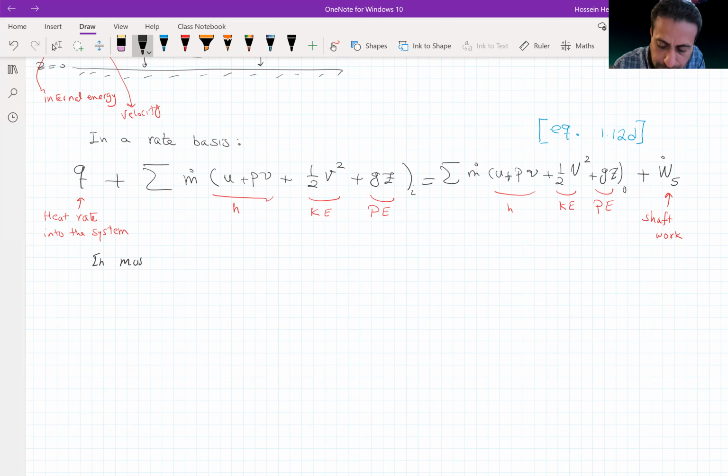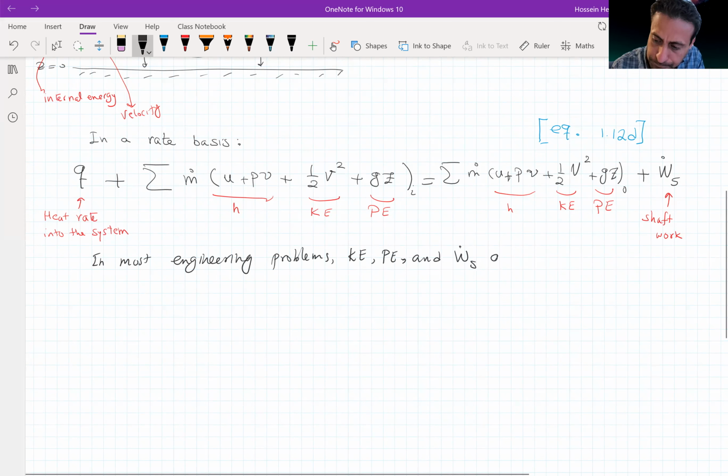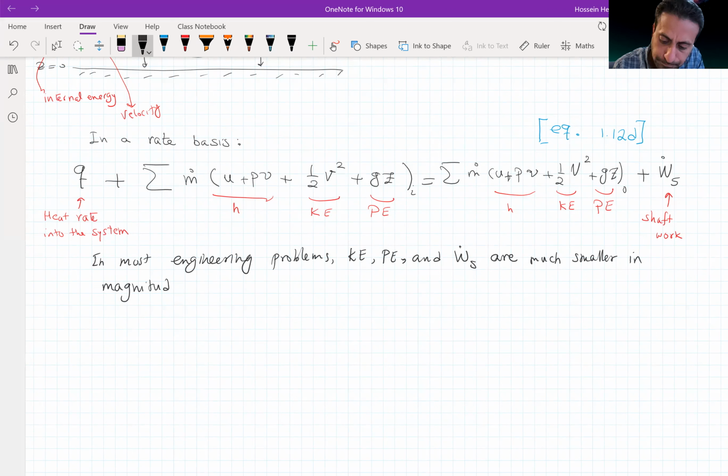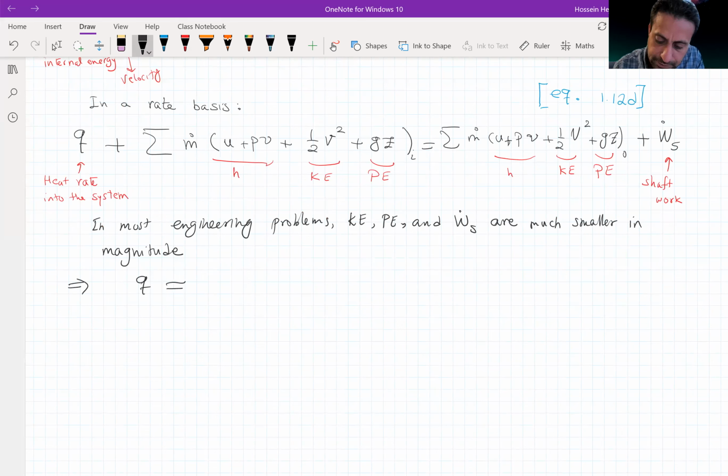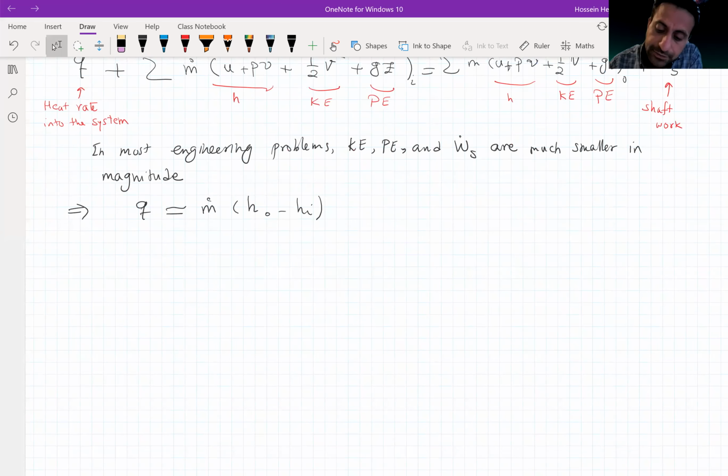So in most cases, therefore, we can simplify the above conservation of energy as Q. Of course, this can be exact for certain processes when there is no work or kinetic energy or potential energy. And the way that we are looking, this is a conservation of energy.